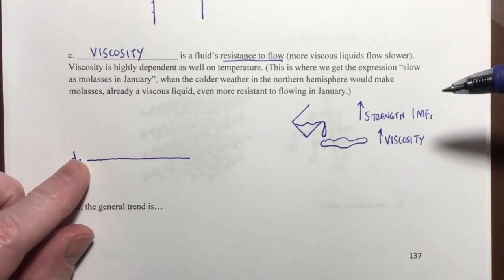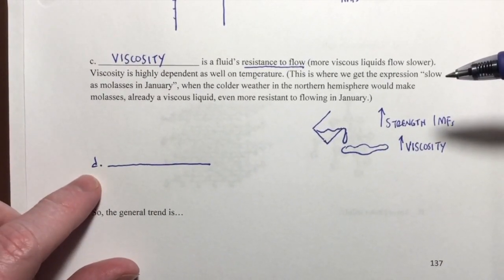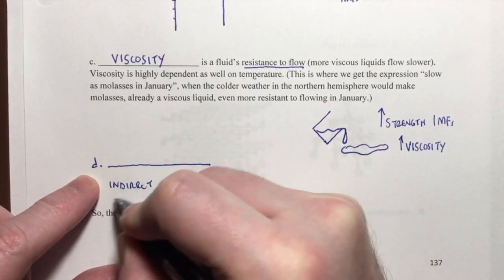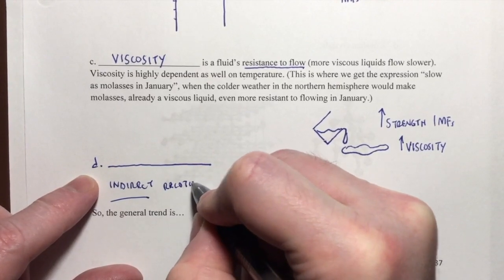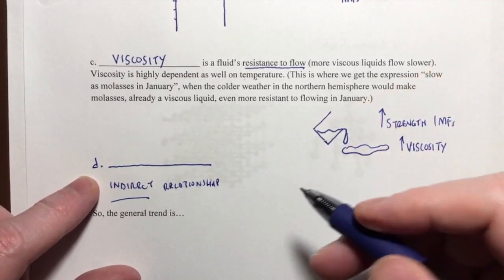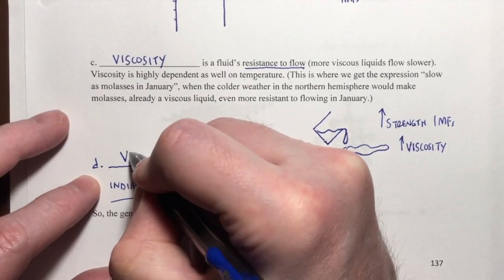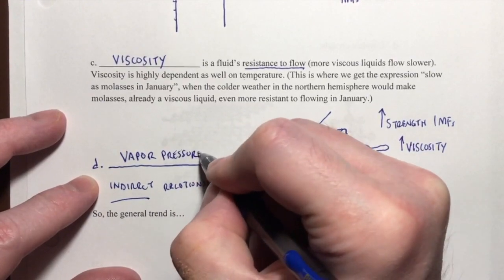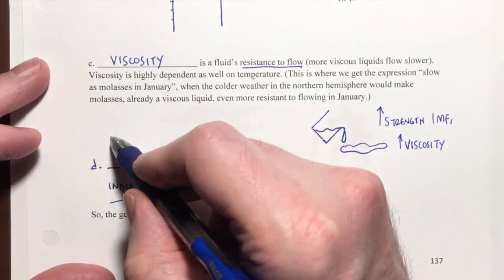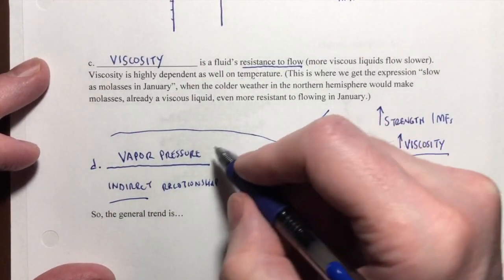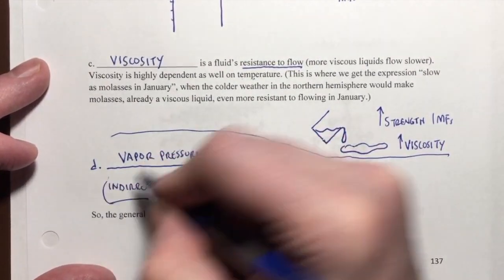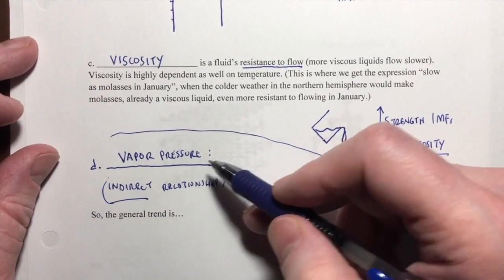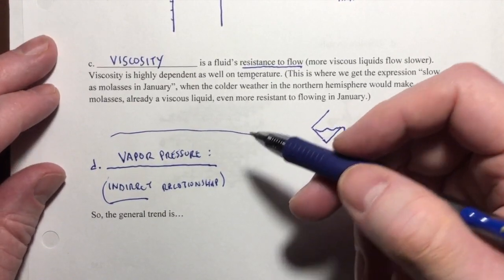And now we get to one more that I wanted to add here. And this is the one where it is an indirect relationship. And what is the property? It's the vapor pressure. So what is the vapor pressure? Vapor pressure is the pressure that is exerted by vapor above the surface of a substance.